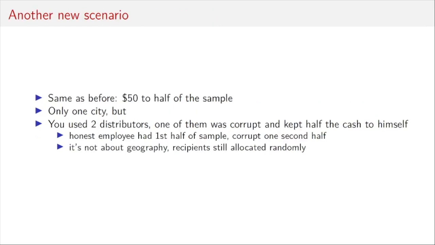So now let's imagine a third scenario. Same as before, you're trying to distribute $50 to people randomly. In this case, we're back to just having one city. However, let's imagine you had 2 employees, and it so happens that one of them was corrupt and kept half of the cash. The honest employee had the first half of the sample, the second employee had the second half of the sample, which is still distributed at random.